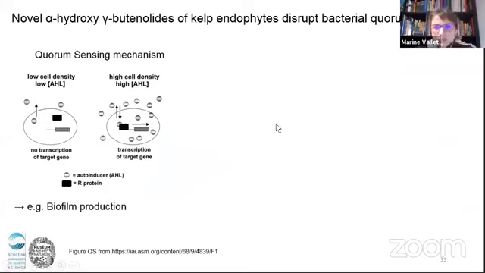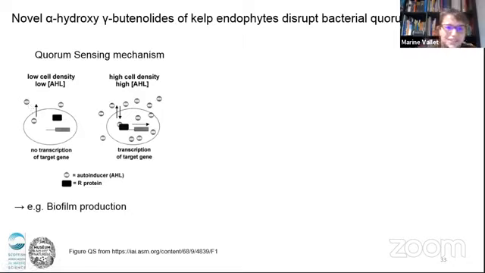And now I'd like to show a second example of compounds which we recently published. These are small butanolides, another type of compound that were also isolated from fungi, and they disrupt something called quorum sensing. Quorum sensing is actually a mechanism of communication of bacteria. So let's imagine we have bacteria cells here, and these are the small quorum sensing compounds. It's actually a very specific class of compound called homoserine lactones.